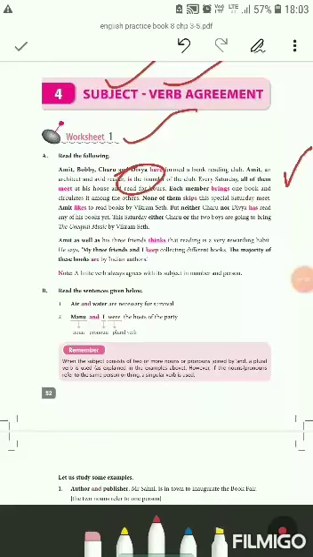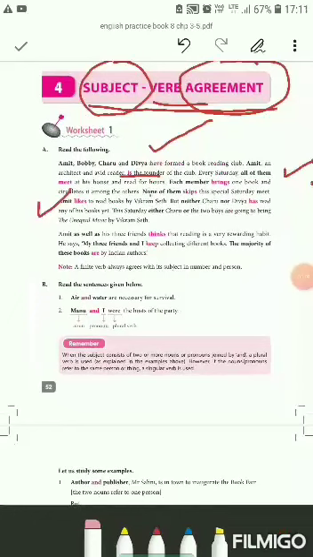Then in the next one, Amit likes to read books by Vikram Seth. Here Amit is a singular subject, so a singular verb is used. In the next sentence, but neither Charu nor Divya has read any of his books yet. And this Saturday, either Charu or the 2 boys are going to bring the Unequal Music by Vikram Seth. You observe in both these sentences, neither nor and either or have been used. Whenever there are neither nor or either or, we always use the verb according to the second subject.